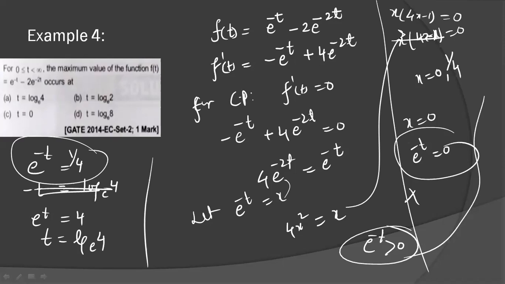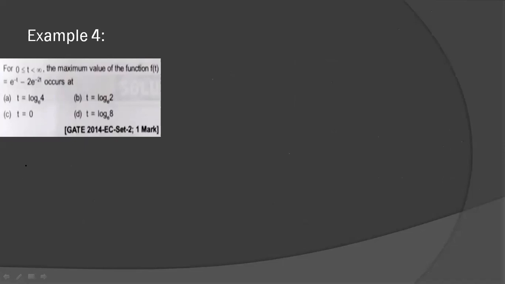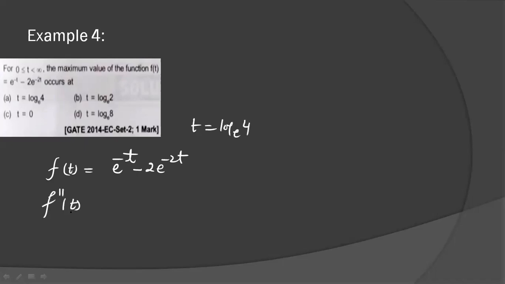Now you have to check the second derivative only. So you have the critical point t equal to log 4. Now check the second derivative. So f(t) was e to the power minus t minus 2e to the power minus 2t, and you have the point t equal to log 4. Check the second derivative, f double dash t. I am giving it to you as homework. It will give you minus e to the power minus t plus 8e to the power minus 2t.